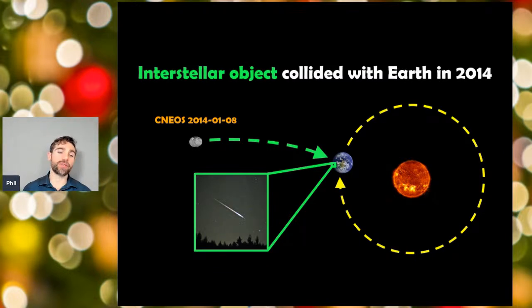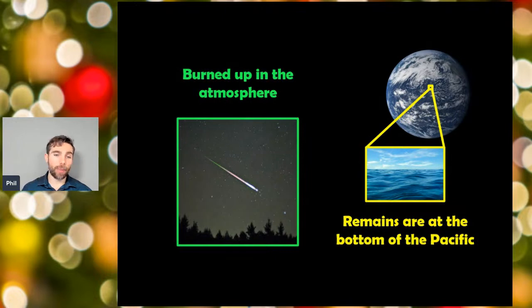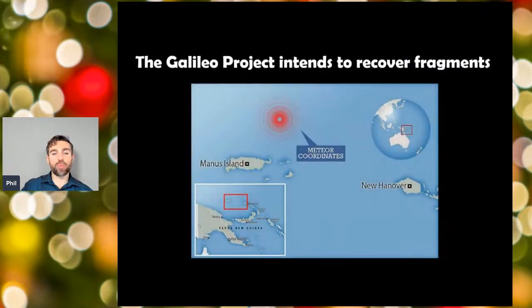So that was 2014. So it burnt up in the atmosphere, but some of the remains of that are expected to be at the bottom of the Pacific Ocean. So some of the remnants fell to the bottom of the ocean because we know where it hit on the planet, we know where it came from, and we know a good amount of information to approximate where this actually occurred. And this is approximately where it happened. I think just north of Papua New Guinea, in the ocean there, and the Galileo Project is intending to look at recovering some of those fragments.